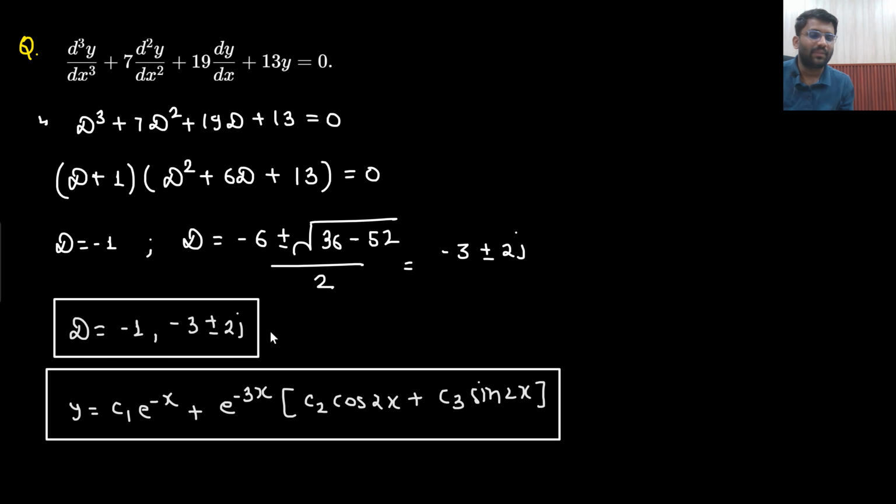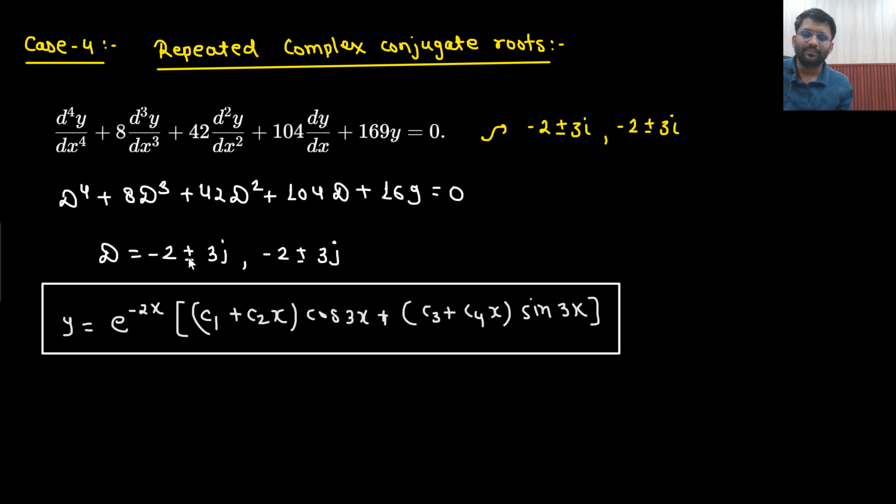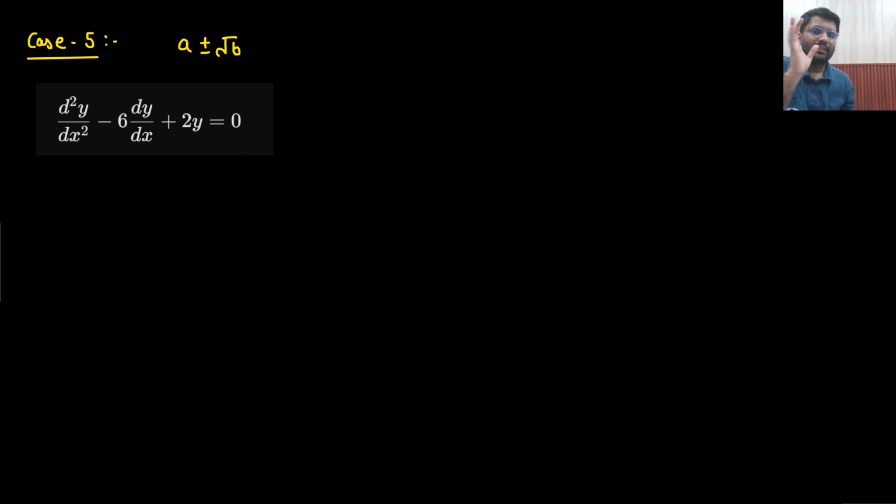Here minus 1, minus 3 plus minus 2j. Minus 1 will say, I am real, a lone root, c1 e to the power minus x. Minus 3 will come aside, e to the power minus 3x. Inside, 2j will go: c2 cos 2x plus c3 sin 2x. This time repeated: if it was not repeated, the answer would have been e to the power minus 2x aside, inside c1 cos 3x plus c3 sin 3x. But since it is repeated, in place of c1 you will write c1 plus c2x, and in place of c3 you will write c3 plus c4x. Understandable? Job done. Let's take the next scenario.